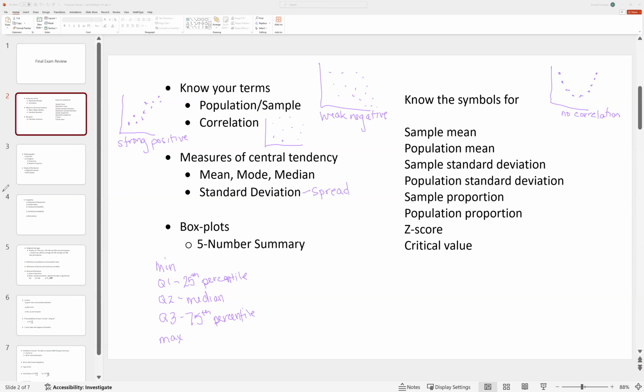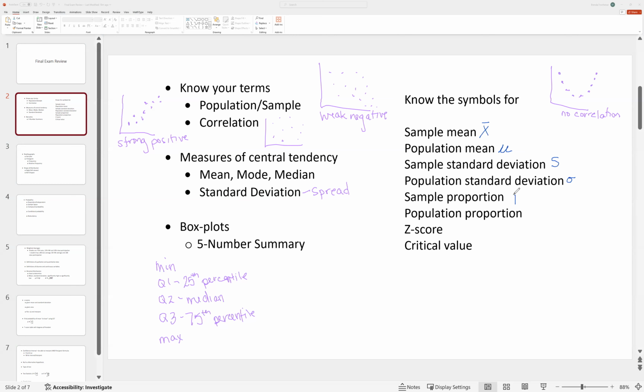All right. So then coming over here, know the symbols. I had mentioned the other day that there's a matching section. So remember, samples are English letters. Population is Greek letters. So your sample mean is X bar, where your population mean is mu. Sample standard deviation was S. Population standard deviation is sigma.